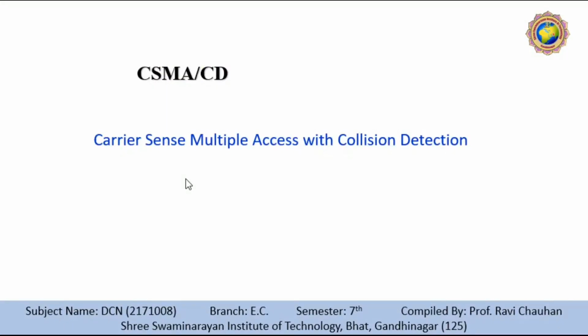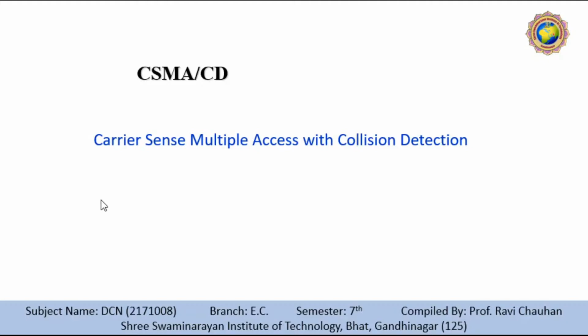Now CSMA/CD means carrier sense multiple access with collision detection. The CSMA method does not specify the procedure following a collision. Carrier sense multiple access with collision detection augments the algorithm to handle a collision. In this method, a station monitors the medium after it sends a frame to see if the transmission was successful. If so, the station is finished. If, however, there is a collision, the frame is sent again.